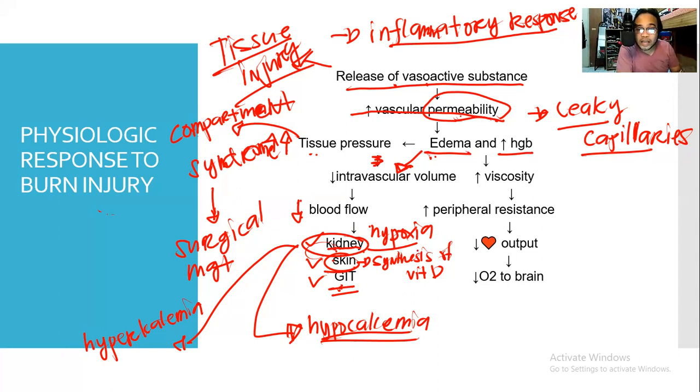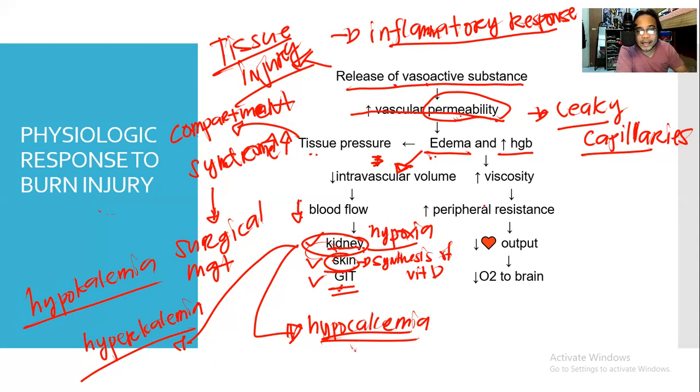And during the diuresis phase, meron tayong tinatawag na diuresis phase, gumagana na yung kidney natin, so there will be an increase in the urine output. Magkakaroon din tayo ng hypokalemia dyan. Okay, depending on the phase, your hypokalemia and hyperkalemia will occur talaga, aside from your hypocalcemia.